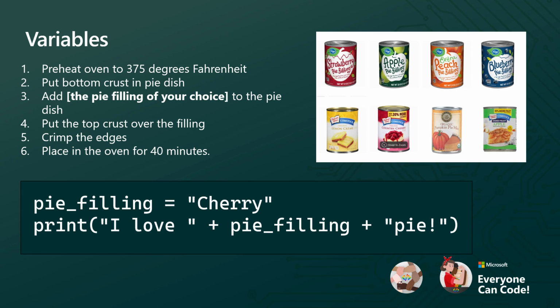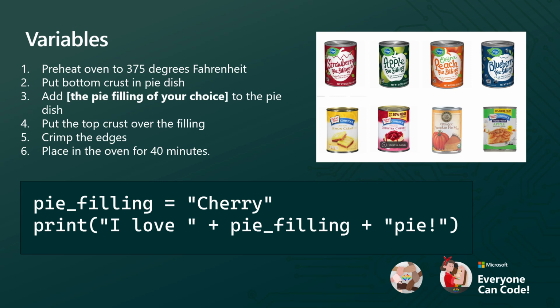We can also relate this idea of variables to a recipe. So let's imagine we're making a pie recipe. Well, we'll preheat the oven to 375 degrees Fahrenheit, put the bottom crust in the pie dish, then we will add the pie filling of our choice. That pie filling of our choice, well, that's our variable. Add the pie filling of our choice, whichever one we want, to the pie dish. Put the top crust over the filling, crimp the edges, and place it in the oven for 40 minutes.